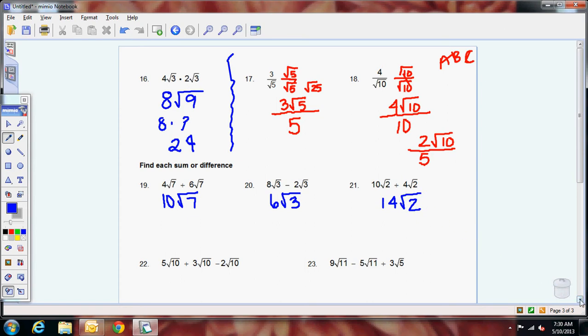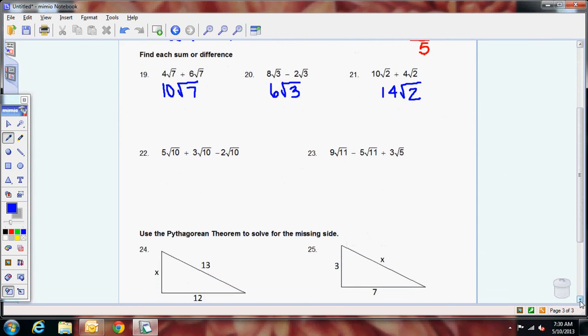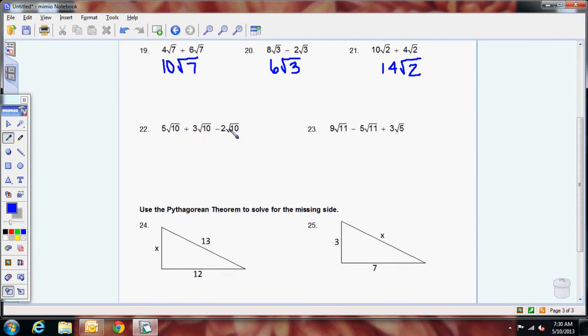So never add those radicals. These are all like terms, so I can just add and subtract those outer numbers. So 5 plus 3 is 8, minus 2 is 6. So I have 6, and then radical 10. Oops, sorry. Only these are like terms, so I'm going to focus on those first. So 9 minus 5 is 4, and then I have radical 11. And then this is just all by itself, so I'm just going to bring that down, and that's all you can do.